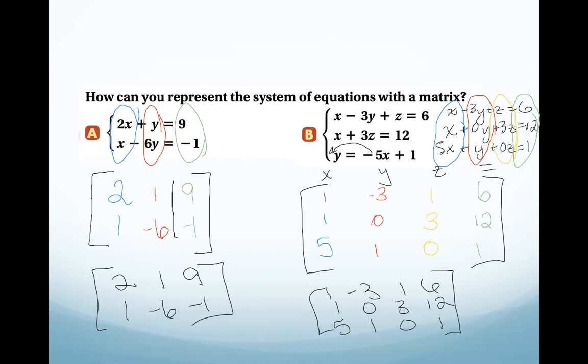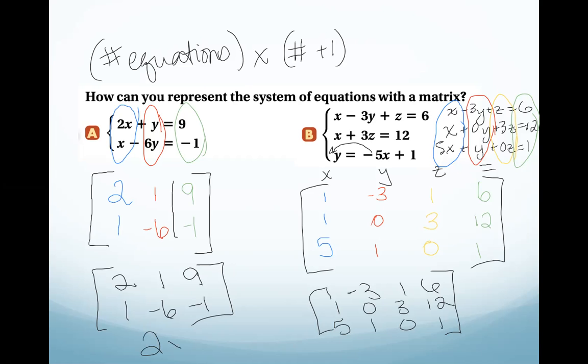Okay. Now, in order to tell the calculator that we want a matrix, notice how these are different sizes. So in order to tell the calculator what size matrix we want, we're always going to start with the number of equations by that number plus 1. So in part A, we have 2 equations. That's 2 by 2 plus 1 is 3. So we call that a 2 by 3 matrix. That's 2 rows and 3 columns.